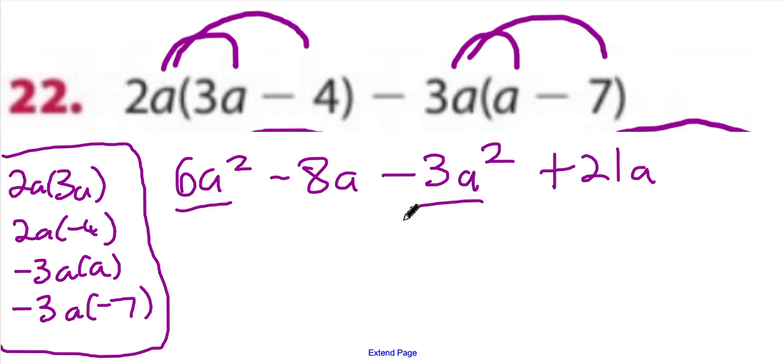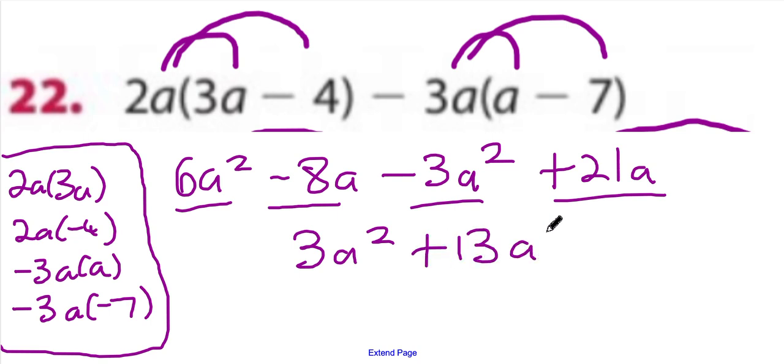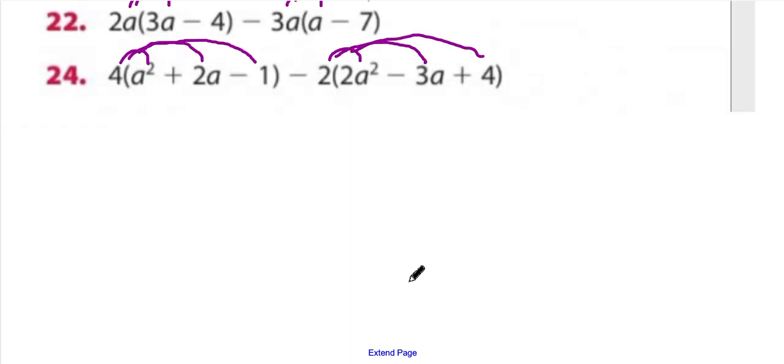6 take away 3, 3 of them. 3a squared. You owe somebody 8, but you have 21. 13a. We all good? Who got that one right? Here we go.